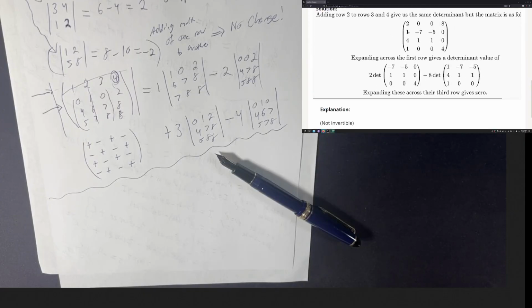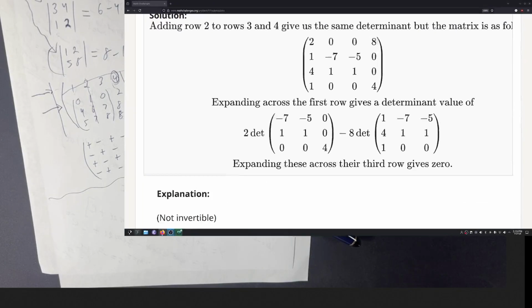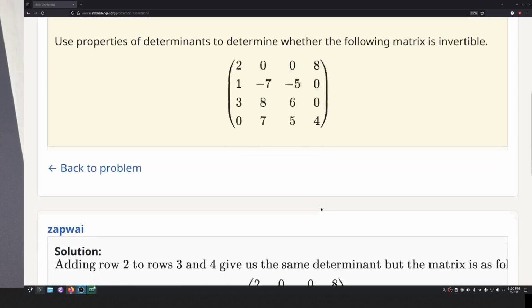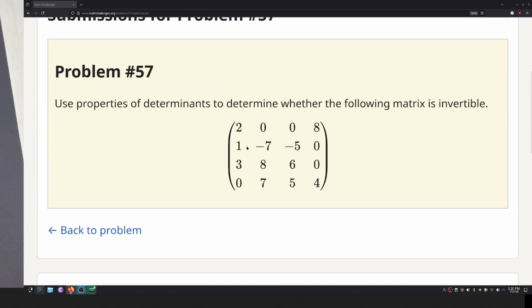If I add row 2 to 3 and 4. Oh, you can't see it. Hold on, let me pull it up. Add row 2 to 3 and 4. Why would I do that? Oh, I see. I noticed that if I add row 2 to row 4, it kills off this 7. I noticed there's a -7 here and a 7 there. And I was like, oh, let's kill this 7.